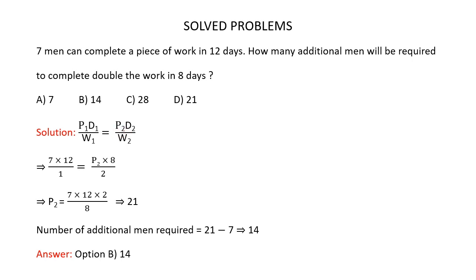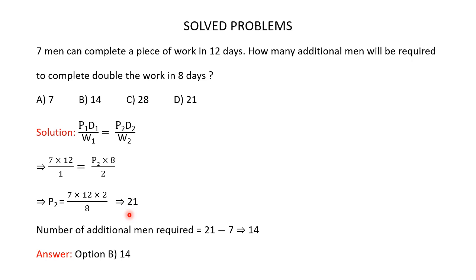Now substituting all these values in the formula here, we get 7 multiplied by 12 divided by 1 is equal to P2 multiplied by 8 divided by 2. On cross multiplication, we get P2 is equal to 7 multiplied by 12 multiplied by 2 divided by 8. On solving this, we get P2 is equal to 21. That is, 21 men are required to complete double the work in 8 days.